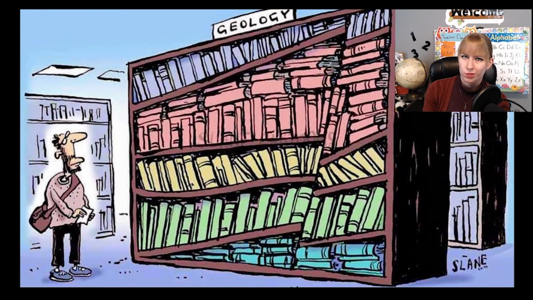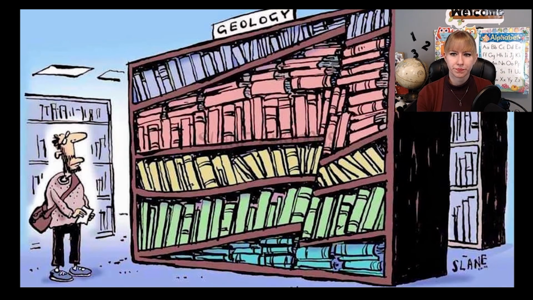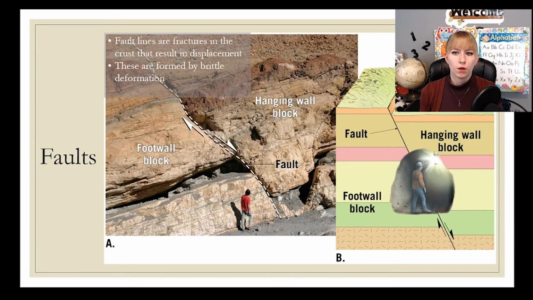Now we're going to talk about faults. Remember, faults are what happens when you have an earthquake. You're going to have movement along a fault line. Fault lines are fractures in the crust that result in displacement. These are formed by brittle deformation, and they have movement parallel to the dip and are called dip-slip faults.